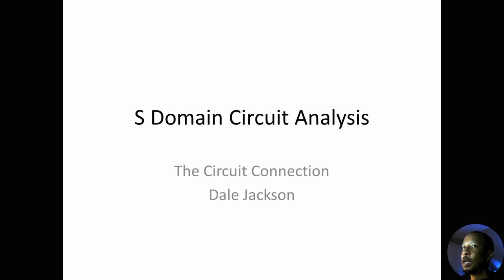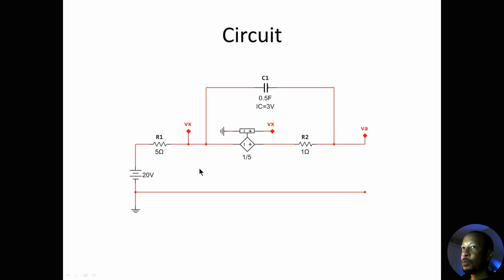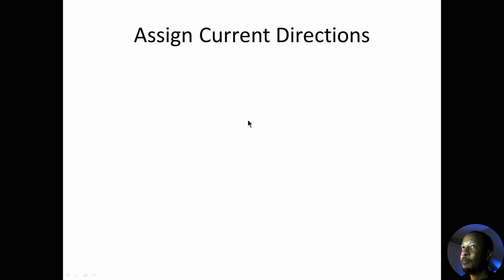Okay, so what I'm going to be going over in this lecture is S-domain circuit analysis for a particular circuit. So that circuit looks like this. And this is the circuit that I'll be analyzing here. The objective is to find the open circuit voltage at VA by converting from the time domain to the S domain and then back into the time domain to get the time domain expression for VA.